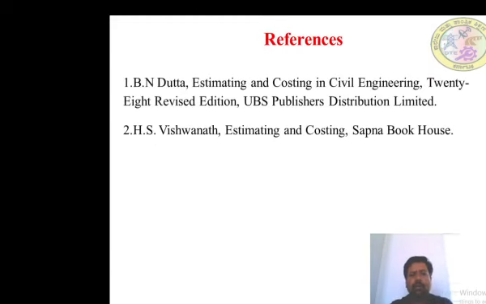References: B.N. Datta, Estimation and Costing in Civil Engineering, and H.S. Vishwanath.